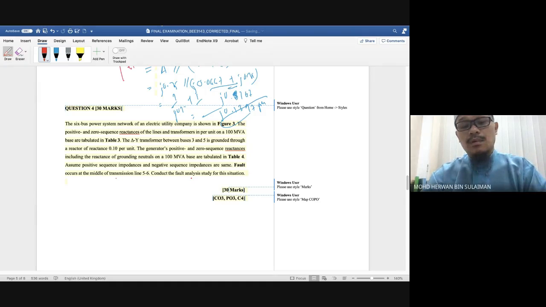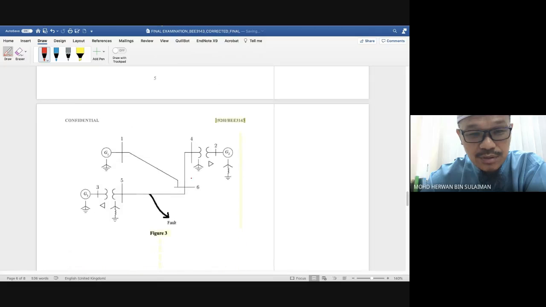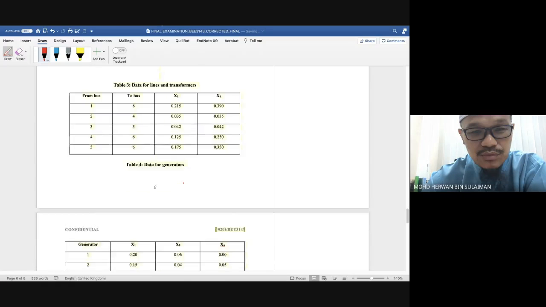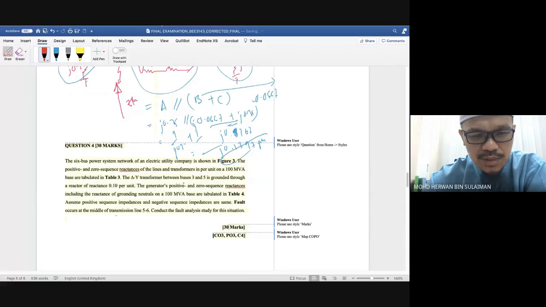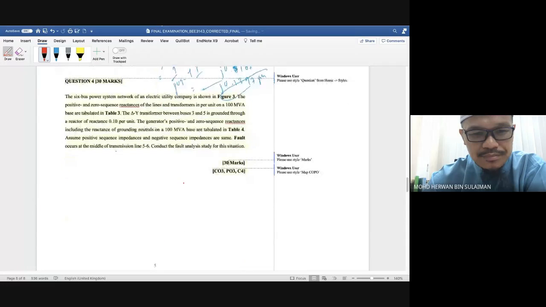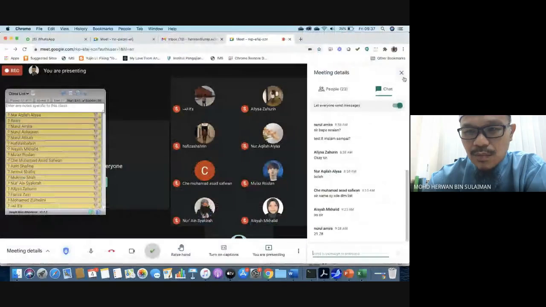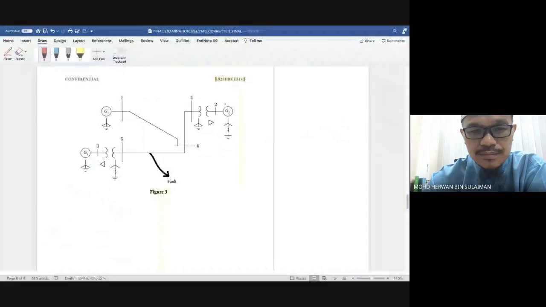Okay, so let's take a look at these questions. So we have 1, 2, 3, 4, 5, 6 bus. So basically what we need to do is you need to sketch. Dan soalannya agak mudah sebab you tak perlu tukar base. Boleh tak? Kita tengok soalan ni. Bukan soalan ni, soalan ni. So from here you can sketch.